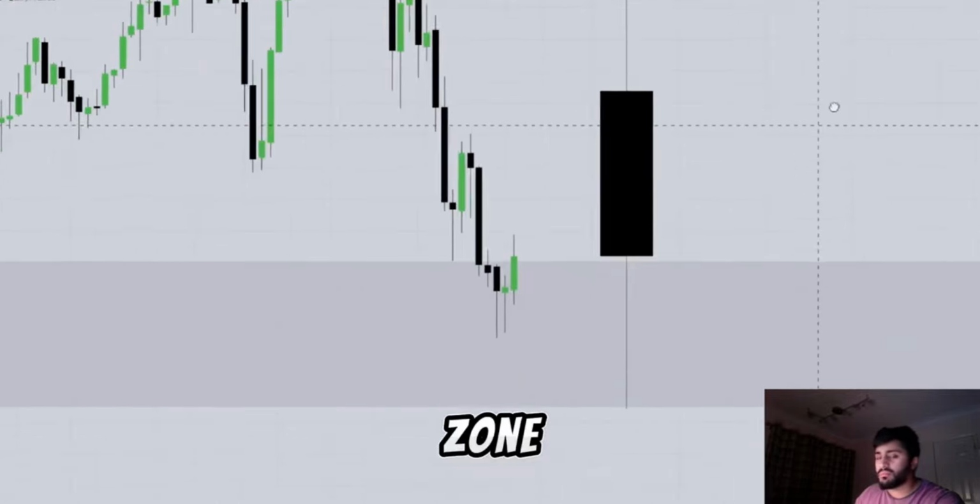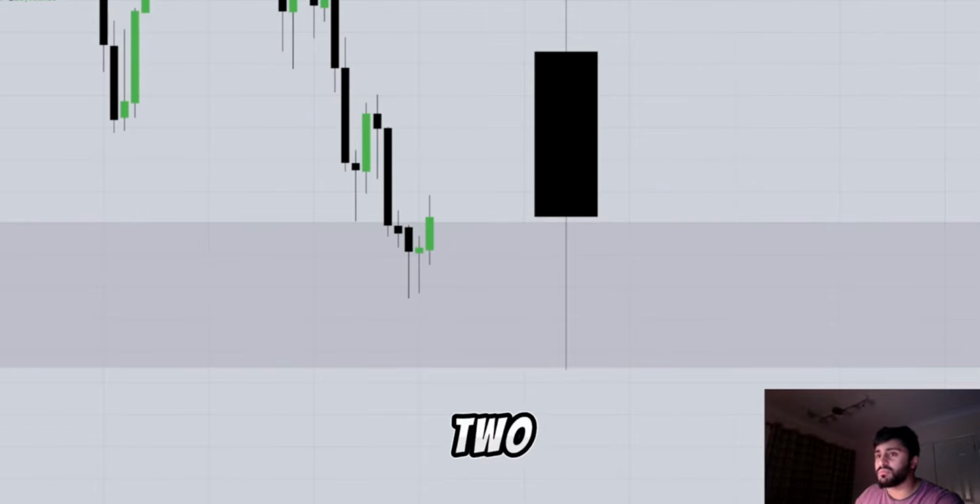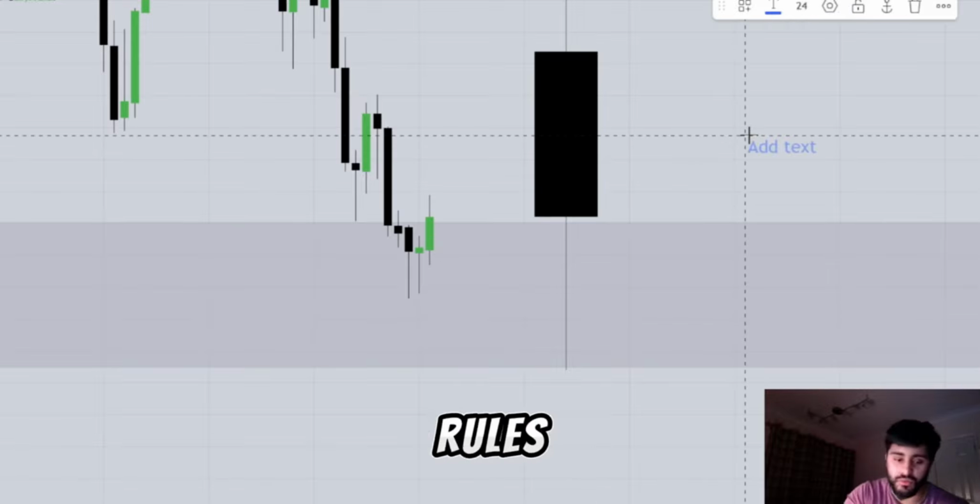Okay, so now we're in the zone. Price is now in the zone. So this is kind of step 2, right? So let's quickly go over our steps. Every single trade will follow these mechanical rules.